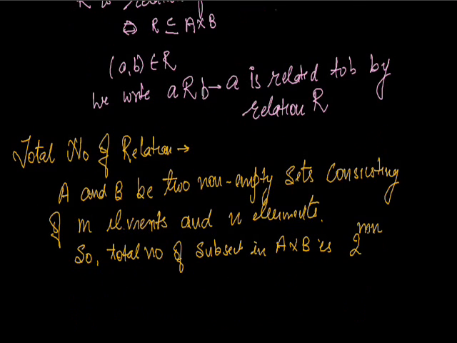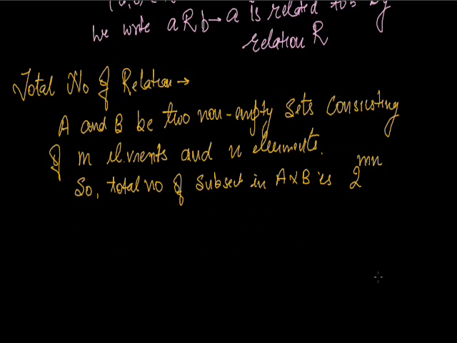If we have two sets A and B and we have to find the total number of relations, then we find A cross B. The total number of subsets in A cross B is equal to 2 to the power mn, where m is the number of elements in set A and n is the number of elements in set B. So this is all about the total number of relations.